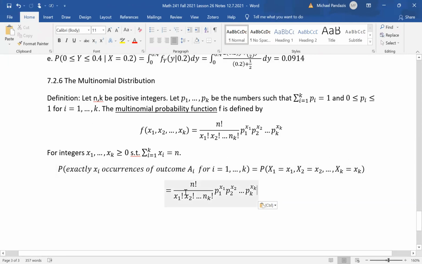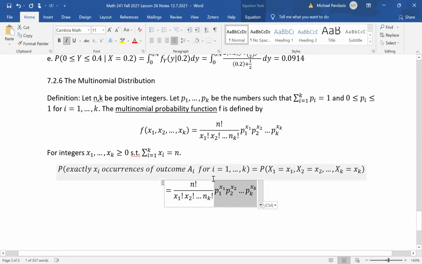Okay, so this is the number of arrangements of those xi occurrences for each outcome ai. So if there are two outcomes, a1 and a2, and you had one occurrence of each, then let's say a1 first and a2 next. There'd be a probability for a1 first and a2 next. But then there could be the probability of a2 first and a1 next, right? So this fraction takes into account how many ways you can rearrange this many occurrences for each outcome ai, and so you'd have to multiply.